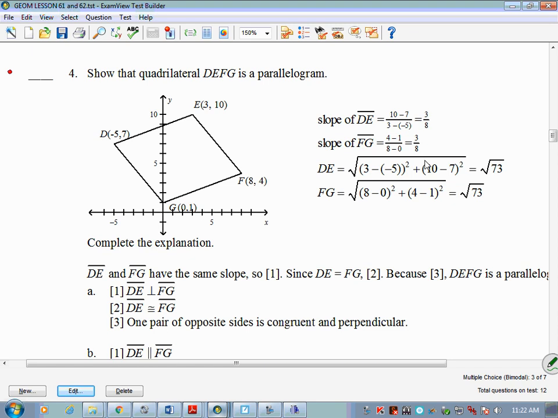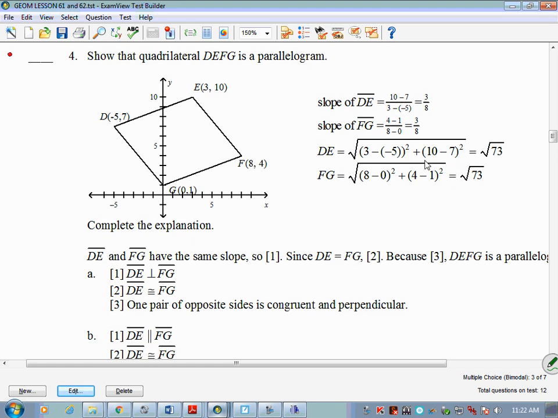All right. Let's come down to number 4. Show that quadrilateral DEFG is a parallelogram. They give me quite a bit here. They show me slopes and they show me side lengths, right? So in this, what I want to see is that, let's go ahead and put this in. Slope DE. DE is 3/8, okay? And FG is 3/8. So what do I know about DE and FG?